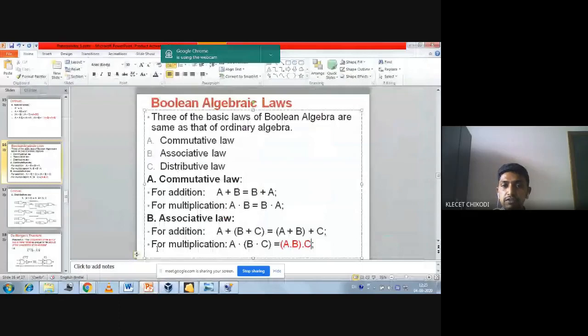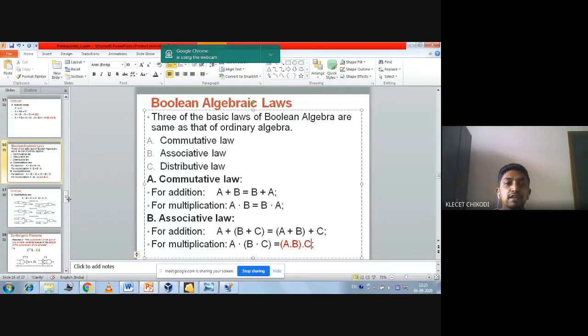So these are the commutative and associative laws for addition and multiplication. We need these laws again for solving the Boolean algebraic equations. Better you note it down, because I am going to give you homework today. So note down all the properties, laws and rules that I am explaining now.